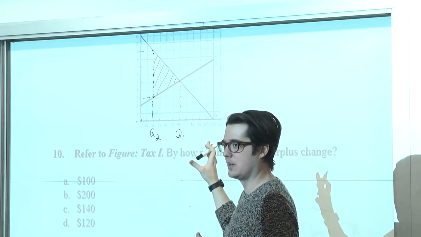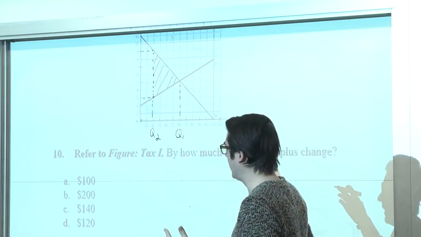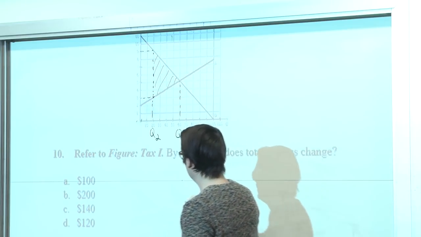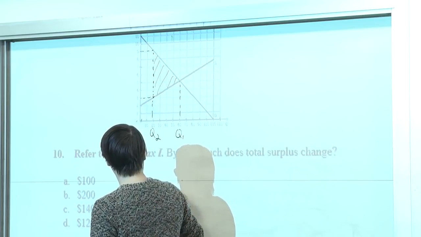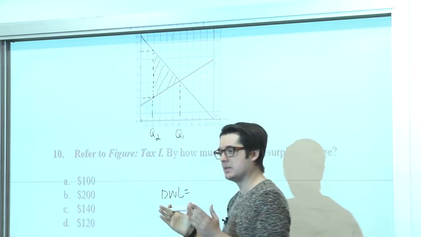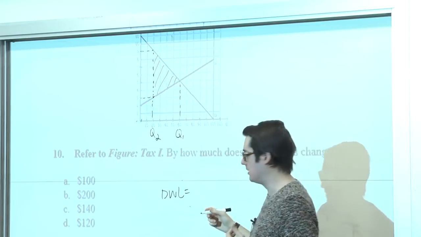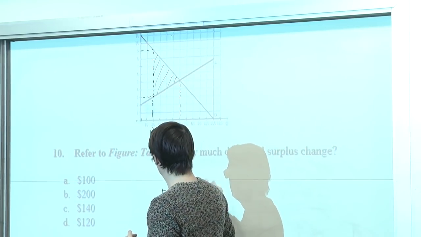And we have a name for that. What do we call it? Yeah, our deadweight loss. Okay, so to calculate the area of a triangle, it's going to be its base times its height divided by 2, or multiplied by half.